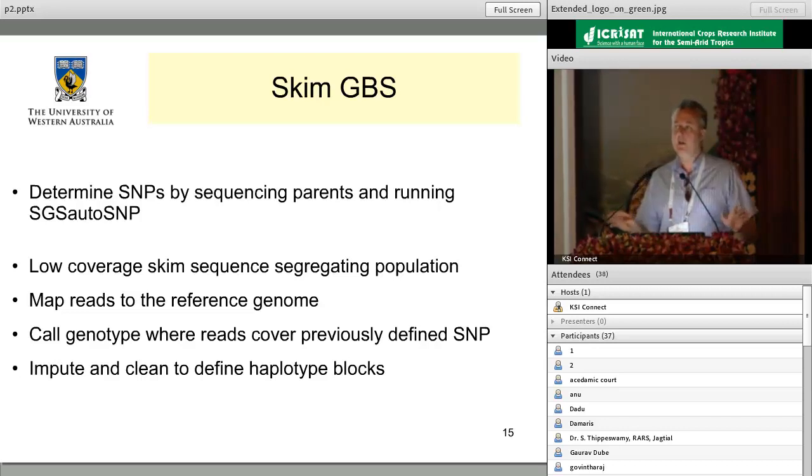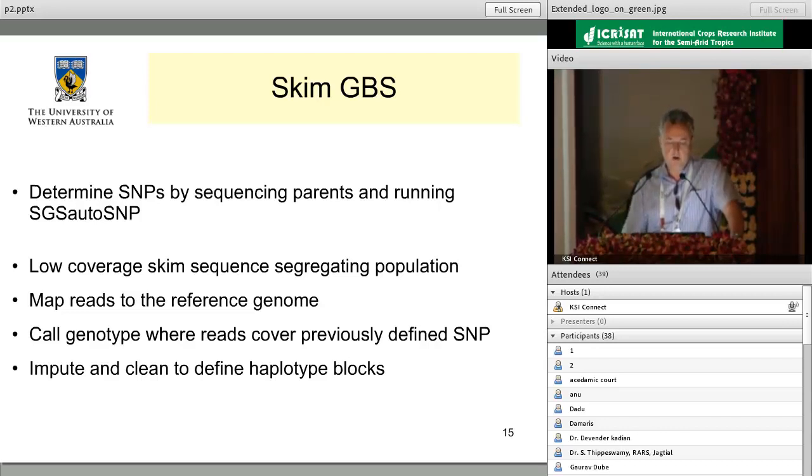There are no restriction enzymes, we just generate some data. It's not selected for at all. We then map these reads to the reference genome, and where a read from the population maps to a previously defined SNP, and we have to be fairly accurate with our read mapping parameters, we can then call that SNP, and then we can impute and clean to define the haplotype status. So graphically it looks like this.